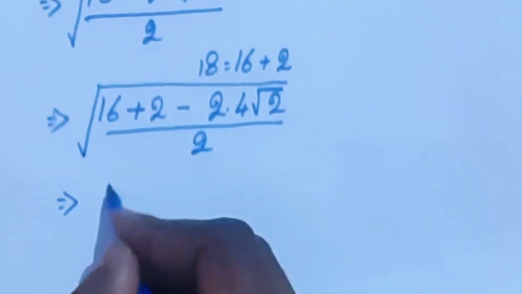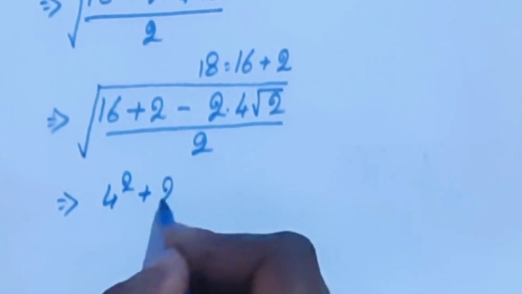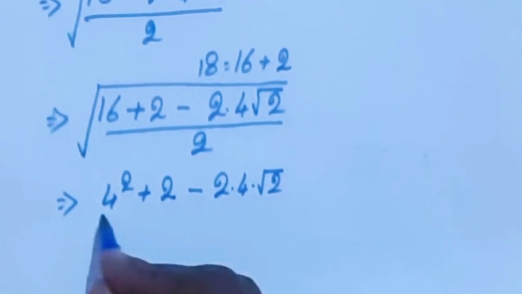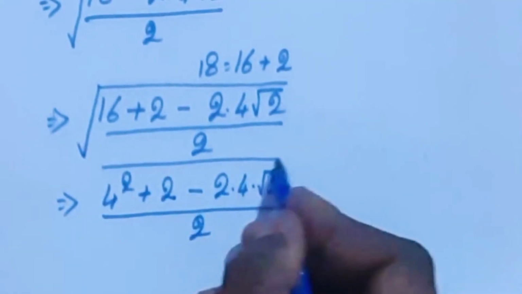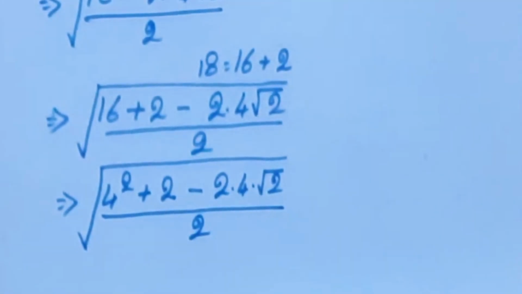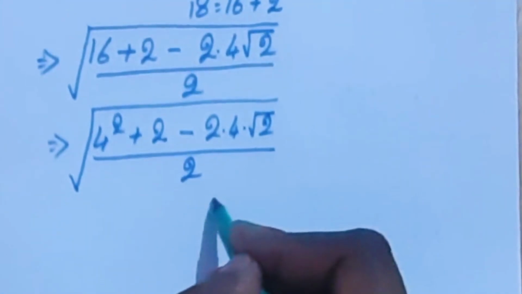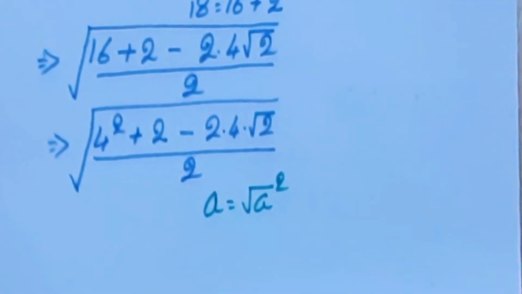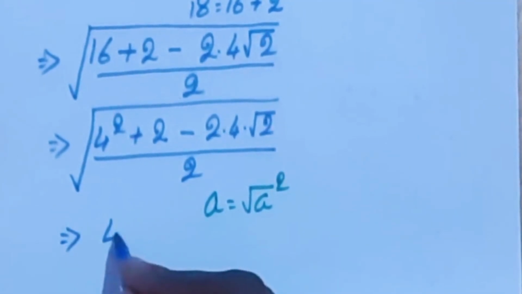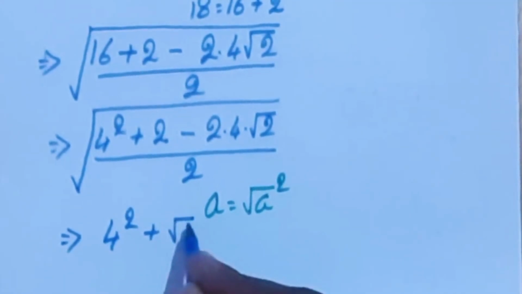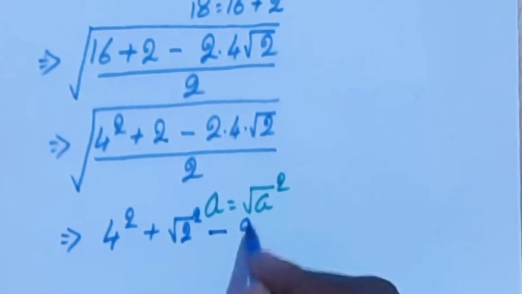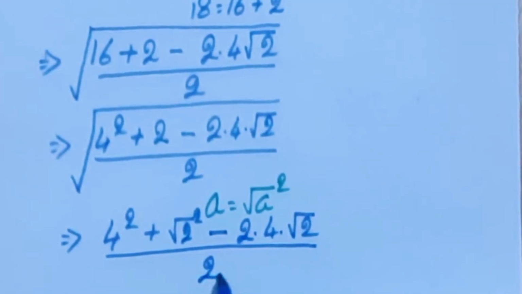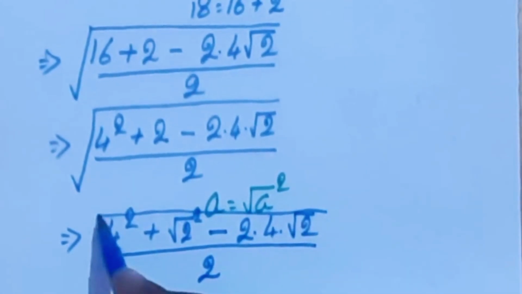Now the 16 can be written as 4 square, plus 2 minus 2 times 4 times square root of 2, whole divided by 2 in whole square root. Now we are going to apply this formula here, that is a equals square root of a square. This we are going to apply here. So 4 square plus square root of 2 square minus 2 times 4 times square root of 2, whole divided by 2 in whole square root.